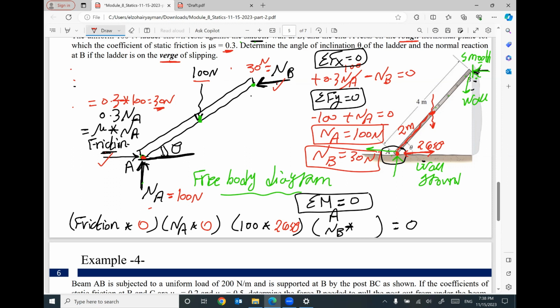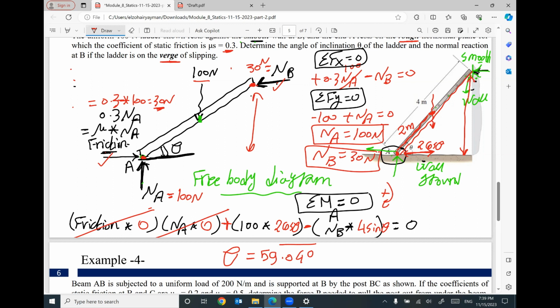What is the distance between NB and the point A? Since your NB is in a horizontal direction and the point A is here, I'm looking for the vertical distance between point A and point B. This vertical distance will equal 4 sine theta. This term will be canceled. This term will be canceled. I assume the clockwise rotation is positive, so this one will be positive and this one will be negative. The only unknown in this equation is your angle theta, so I can solve for it. It will equal 59.04 degrees.